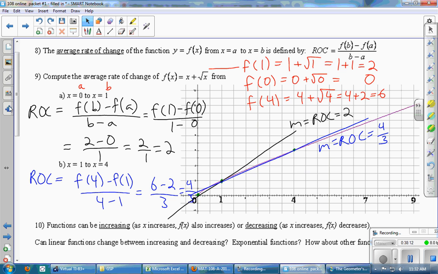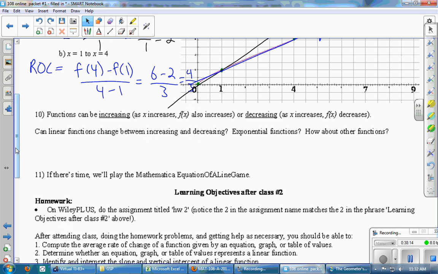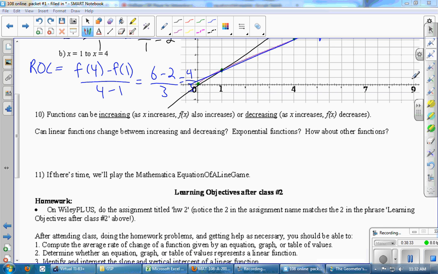Okay, so coming back here, we can move on to number 10. It says functions can be increasing, which means as x increases, f of x also increases, or decreasing. As x increases, f of x decreases. Can linear functions change? What about exponential functions? What about other functions? So let's start with one of the other functions just so that we're really clear on what it means for a function to be increasing or decreasing.